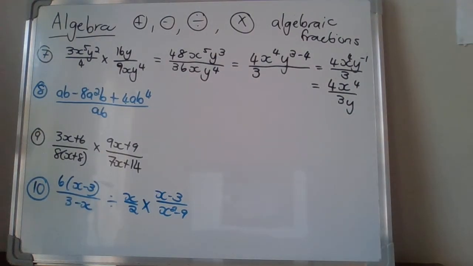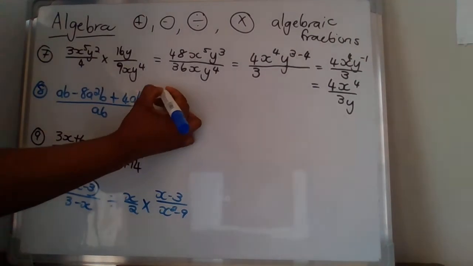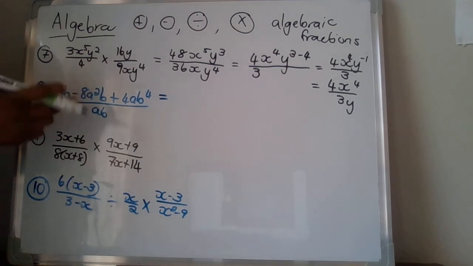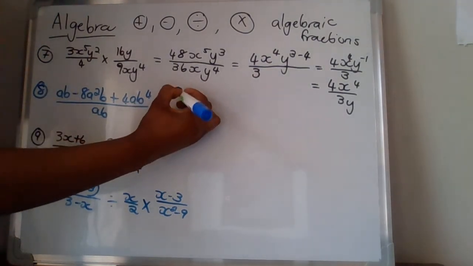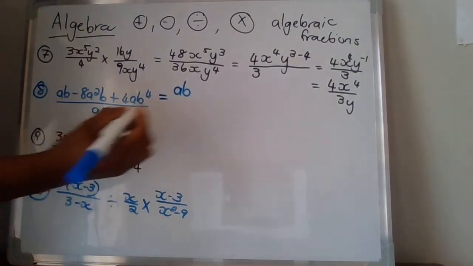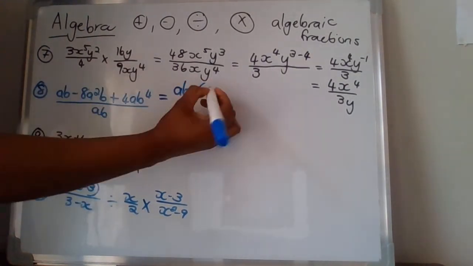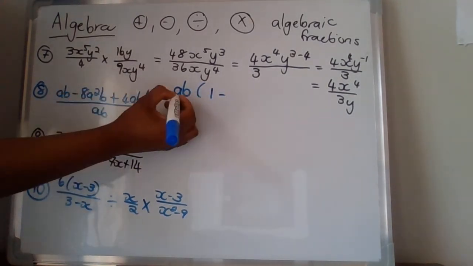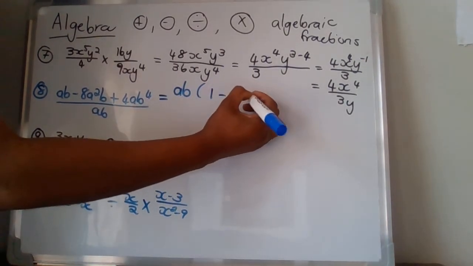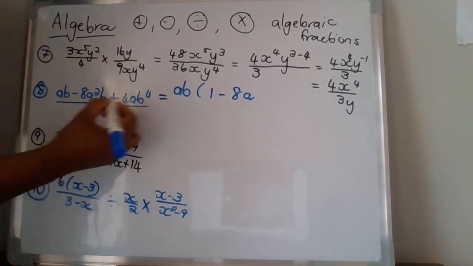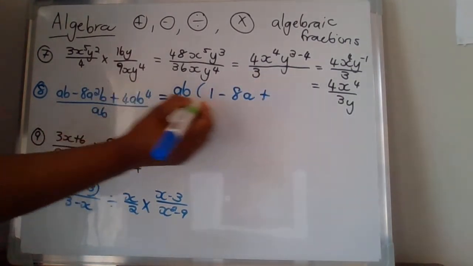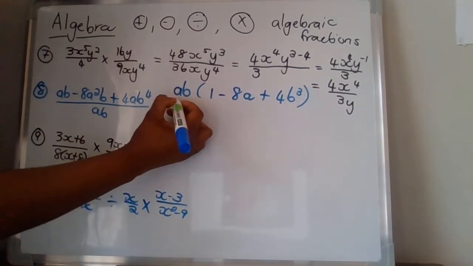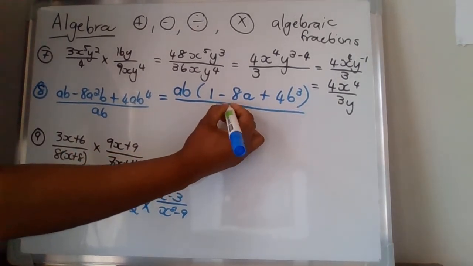Okay. The next one. So the next one here, I look at my terms at the top. So here you can see that you actually have a common factor of ab. Okay, I take that out as a common factor. Then I'm left with 1 here. And on this side here, 8a squared b divided by ab, I get 8a. Okay, and if I take out 8b here, then I'm left with 4b cubed. Okay, so all over ab.